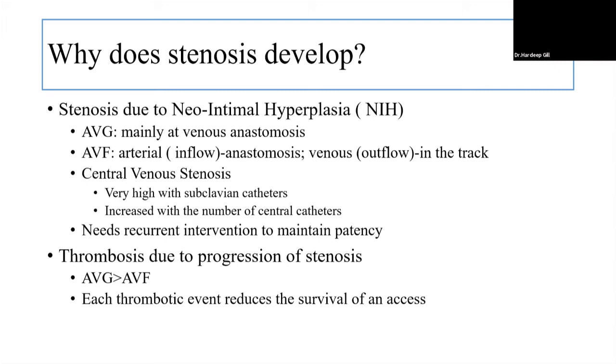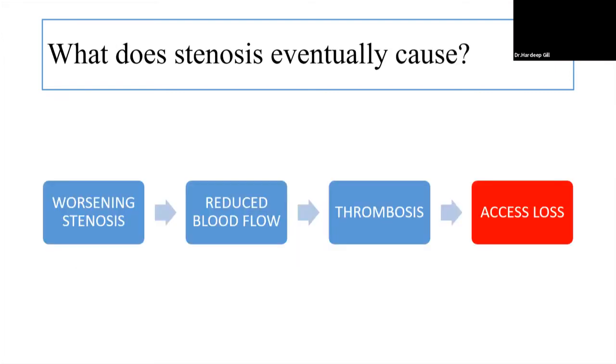Thrombosis due to progression of stenosis occurs more in grafts compared to fistulas, the reason being that grafts do not tolerate very low levels of blood flow. Fistulas can tolerate extremely low levels of blood flow and don't thrombose as quickly as grafts. Now, with each thrombotic event, the chance of survival of the access also reduces dramatically. So worsening stenosis causes reduced blood flow. Reduced blood flow will cause thrombosis, and that eventually leads to access loss.